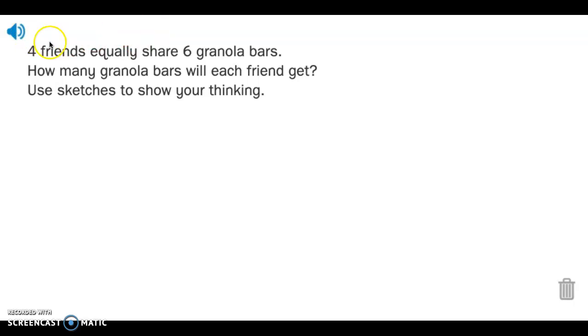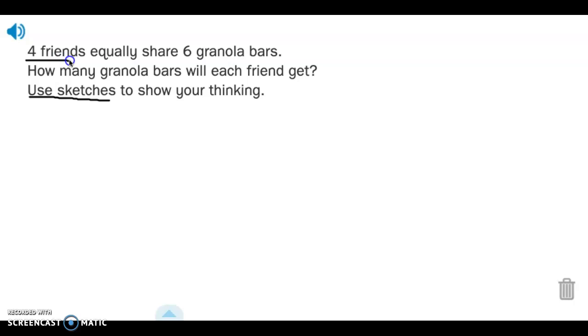All right, what is our first step once we have a number story or a number problem? What do we need to do? We first need to figure out what we know. But look at this, it says use sketches to show your thinking. That means we must draw a picture. All right, niños and niñas, boys and girls, what do we know?